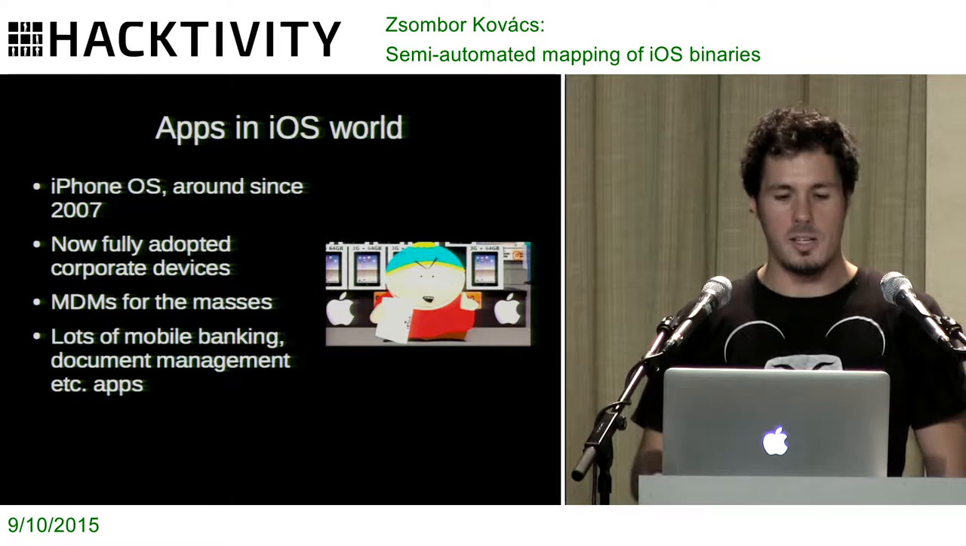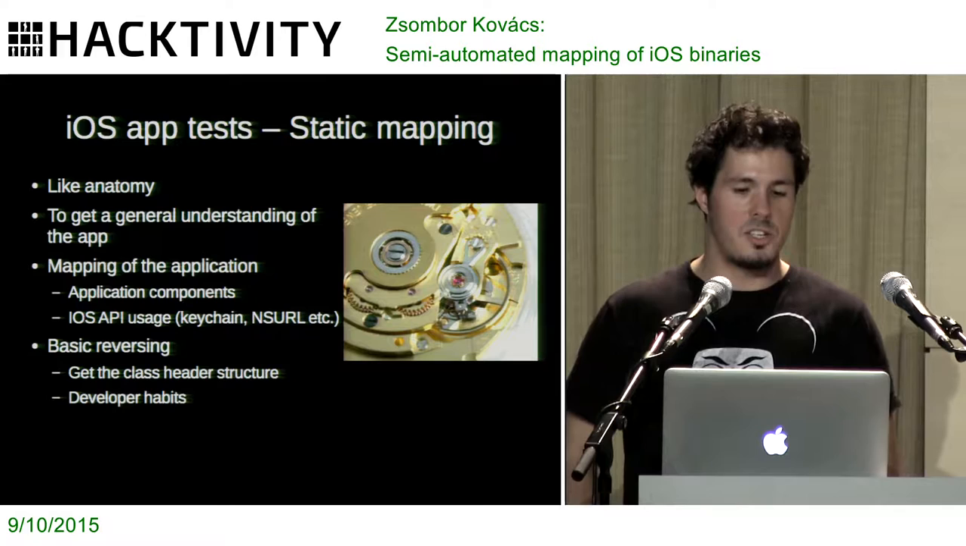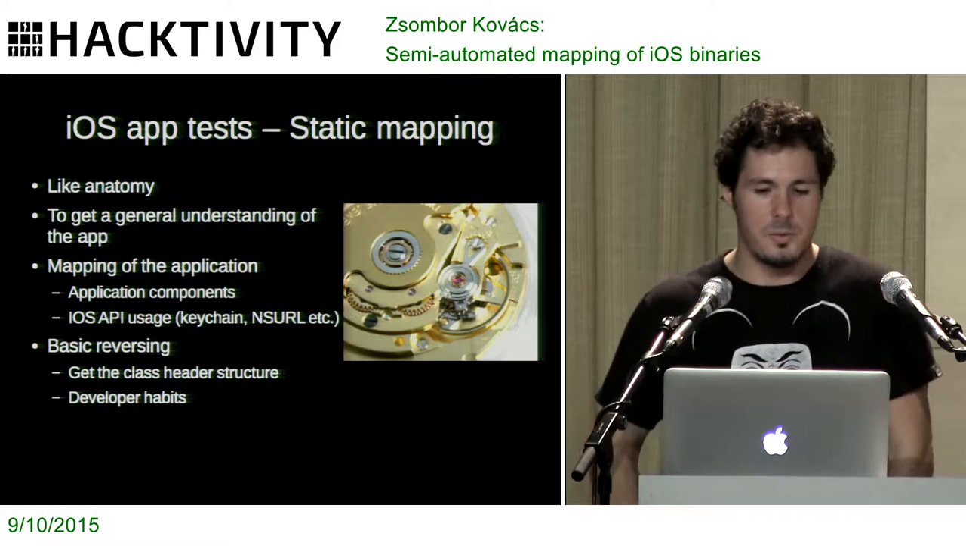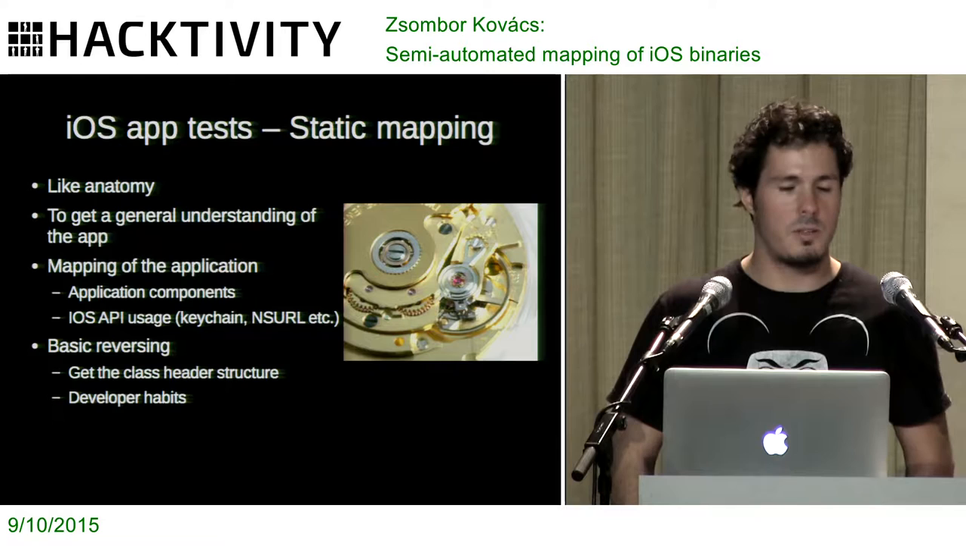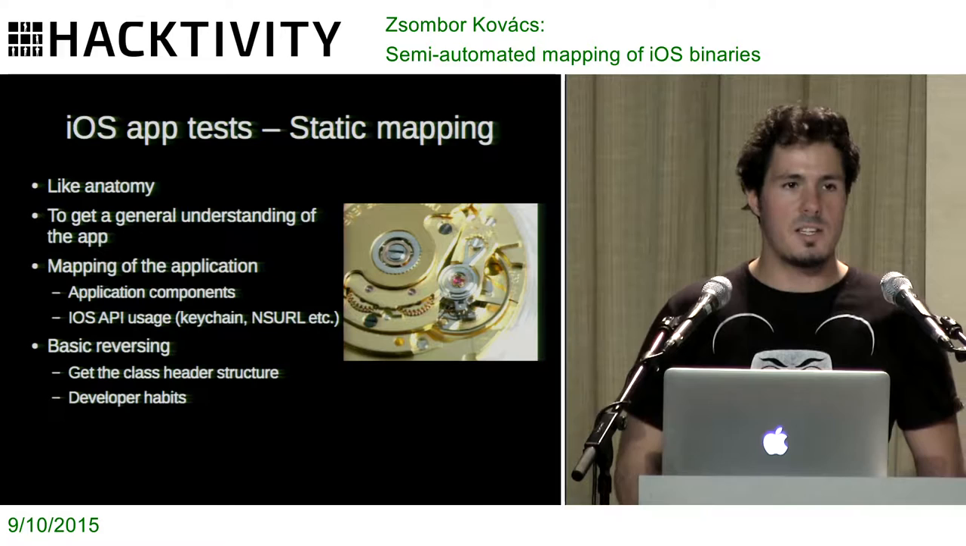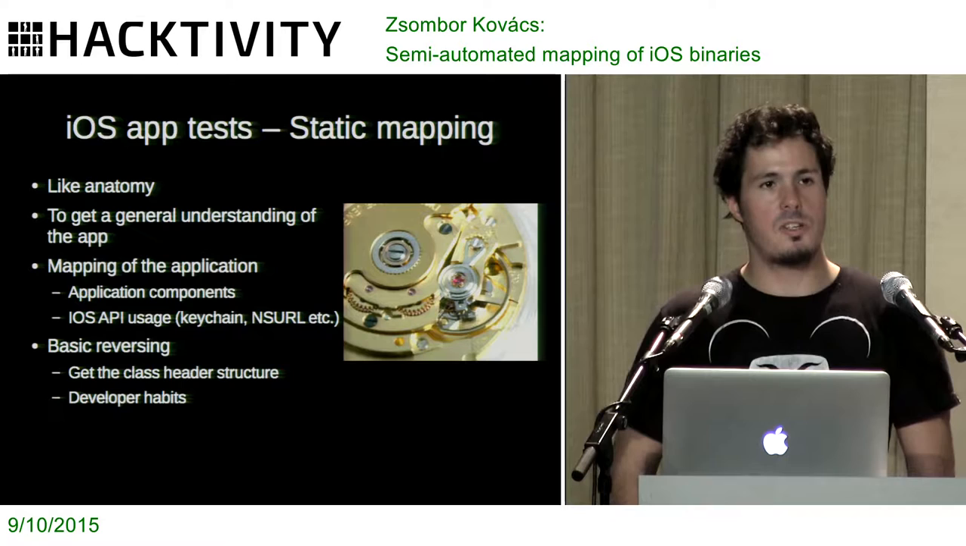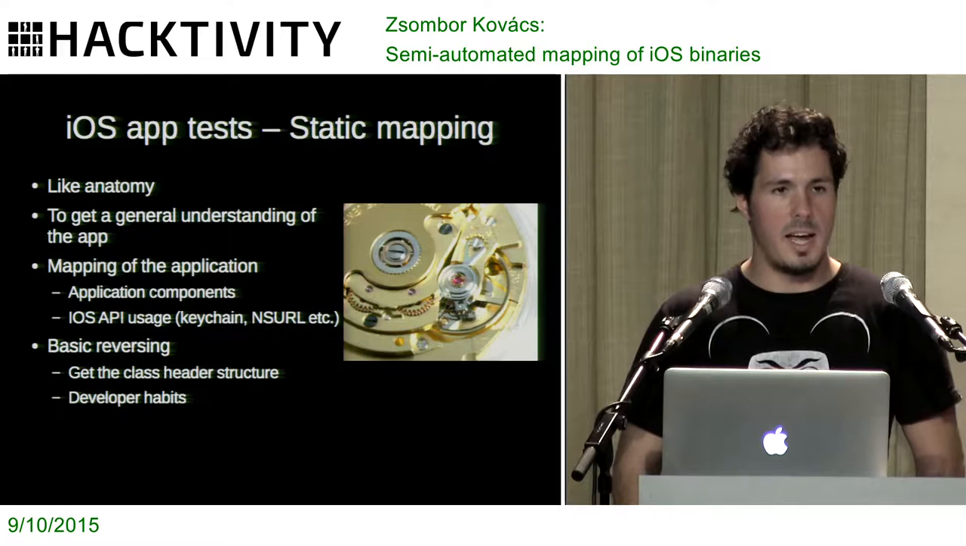So, a little bit about iOS application testing. The first phase is, as in all pentests, static mapping, which has a whole bunch of letters on the slide. I won't read everything aloud, but you can grasp what this phase means. It's like having a clockwork and taking a magnifying glass to see what's inside and what kind of components the clockwork uses, what kind of gadgets, APIs, platforms, third-party modules, and so on. This information can be gathered during the first phase when we simply take a binary, start disassembling it, and start peeking around within the binary.